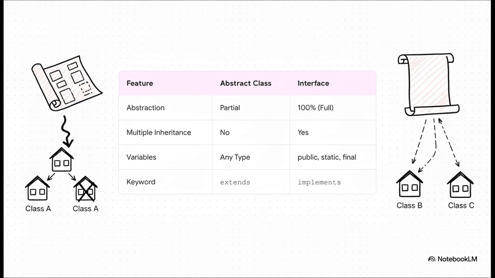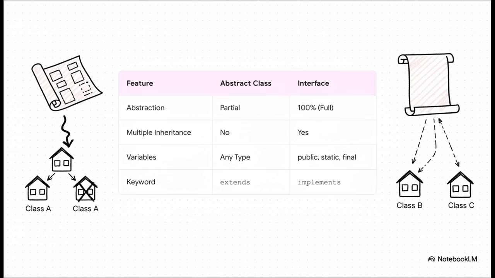Now, to create these blueprints in Java, we have two main tools, abstract classes and interfaces. Here's the simple way to think about it. An abstract class can be a partial blueprint. It can provide some methods that are already built, but leave others for the child classes to figure out. An interface, on the other hand, is a 100% pure blueprint. It just defines the rules, what methods must exist, with zero implementation.